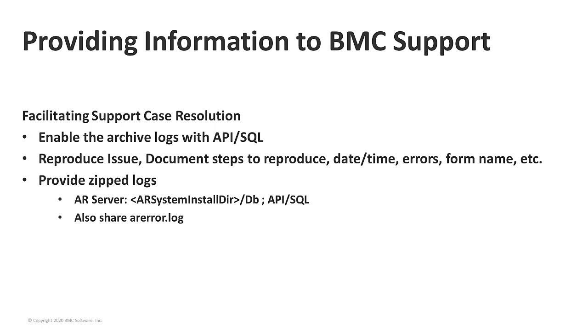So, if at all you run into any issues related to archival and want to contact BMC support, we need to get the following details. Enable the archive and the API and SQL logs, reproduce the issue, then document the steps along with the date, time, the error you are getting, and the form name, and zip the logs, the API SQL, AR archive and the AR error logs, and share with BMC support.